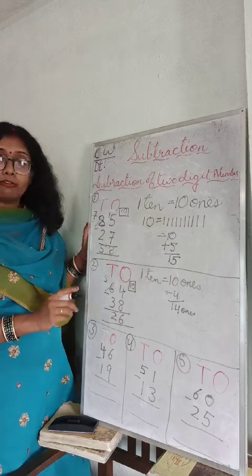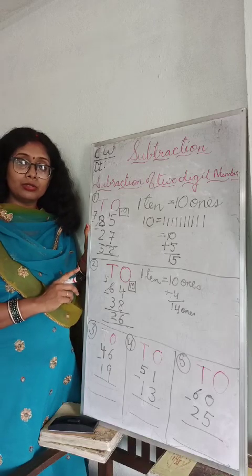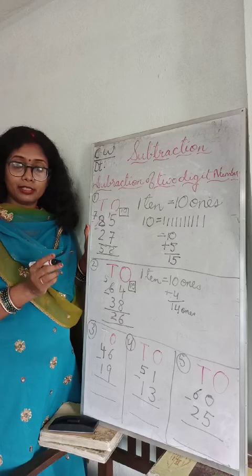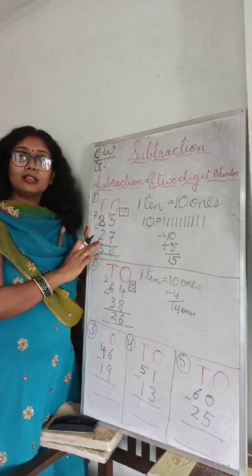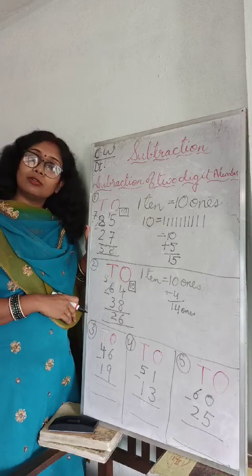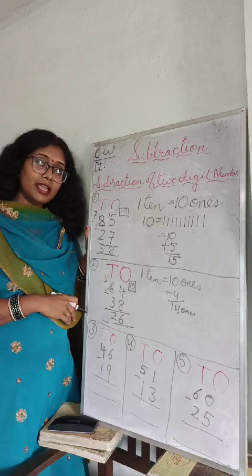Homework page number 42. All the sums that are there on page number 42, that is your homework. I will send the message in the group also. So, this is your class work. Page number 42 is your homework. Complete the work and then send it to me. Thank you, children.